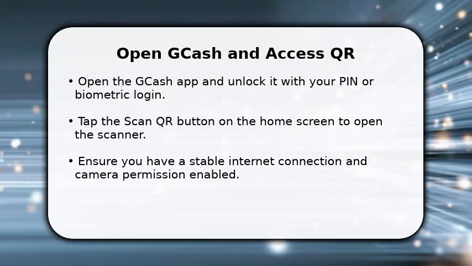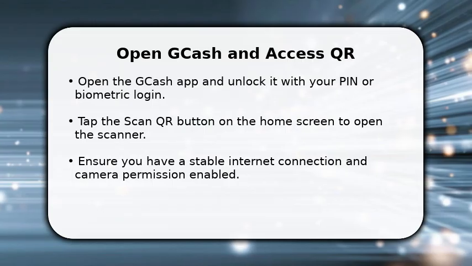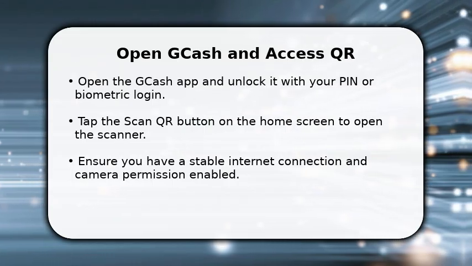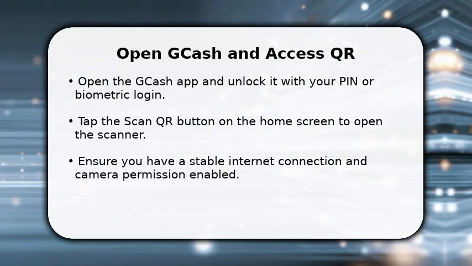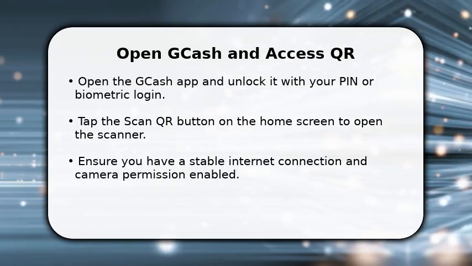Enjoy the video. Open the GCash app and unlock it with your PIN or biometric login. Look for the Scan QR button on the home screen and tap it to open the scanner. If prompted, allow camera access so the app can read QR codes quickly.